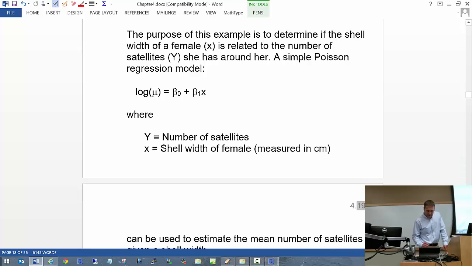Okay, so this is what our model is going to look like. First of all, y is the number of satellites, so mu is the expected number of satellites, the mean satellites. And we're going to set that equal to a function of the shell width of the female.